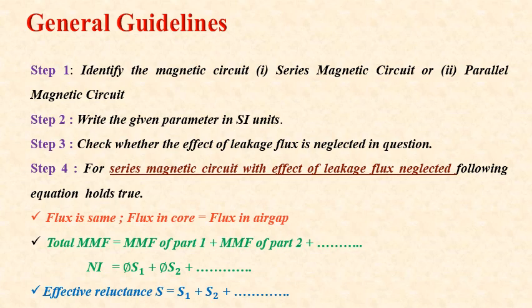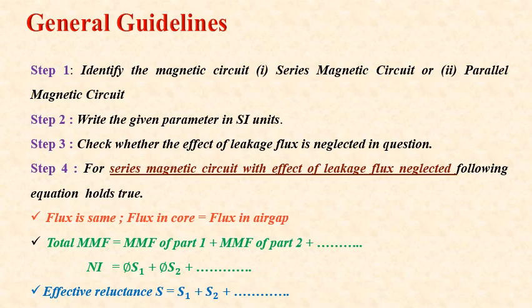For a series magnetic circuit with effect of leakage flux neglected, the following equations will hold true. First of all, the flux will be the same. That is, flux in core will be equal to flux in air gap. Regarding the total MMF, it will be equal to the sum of MMF. That is, total MMF will be equal to MMF of part 1 plus MMF of part 2 plus etc.